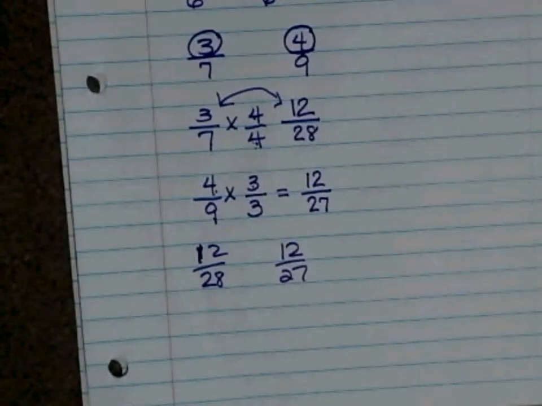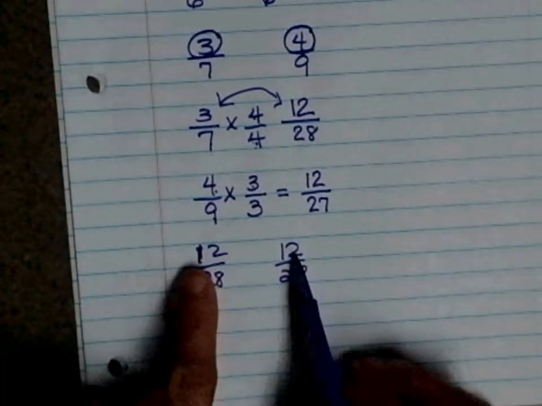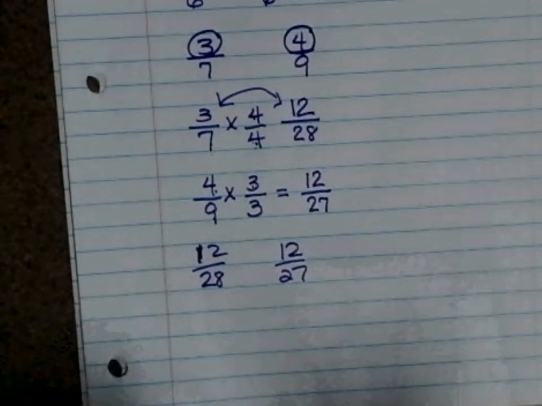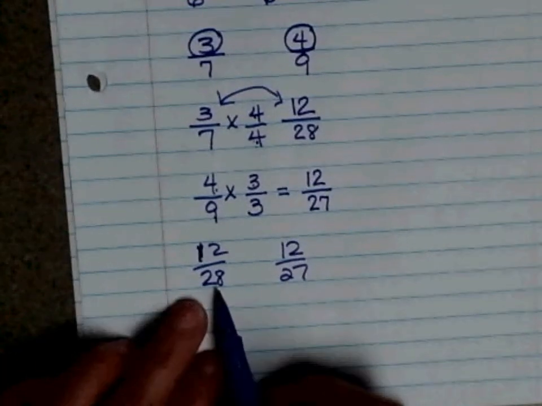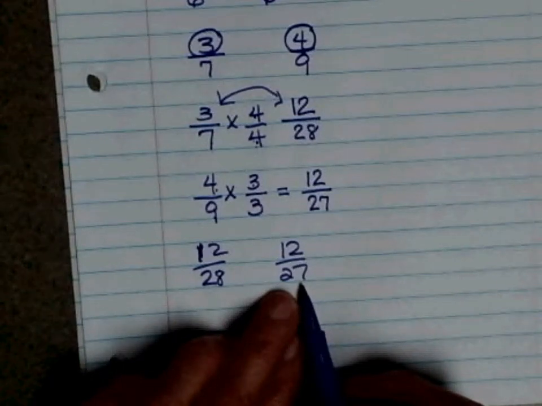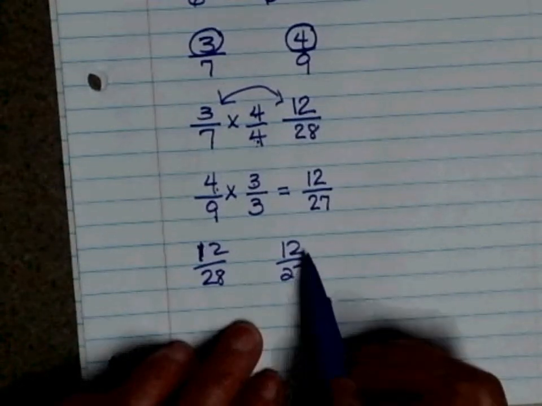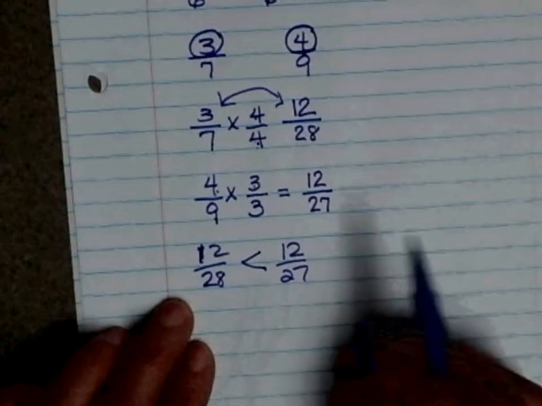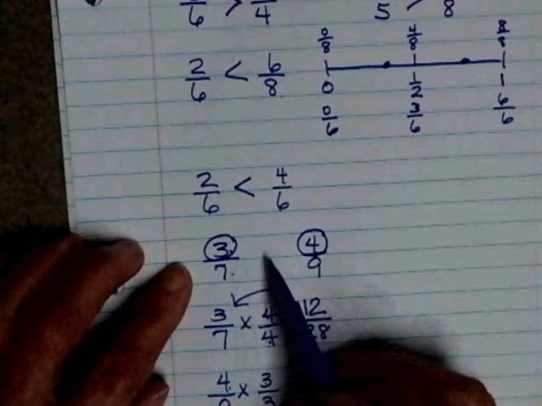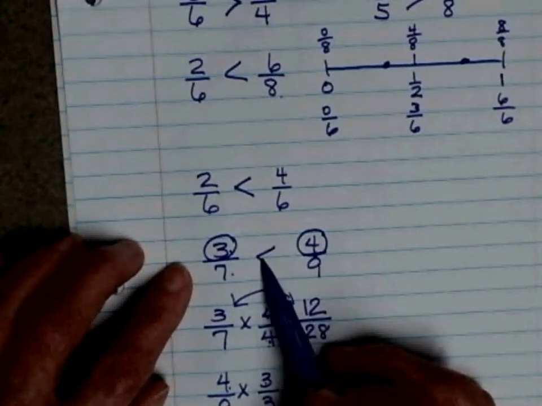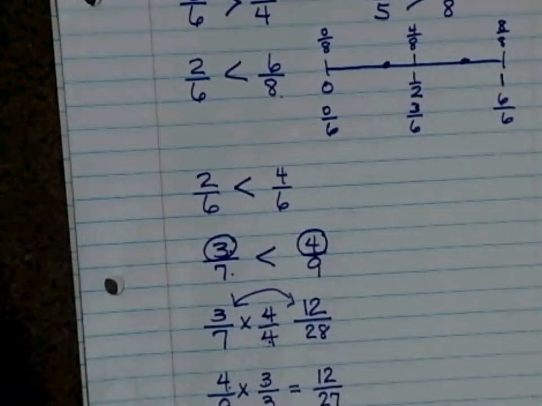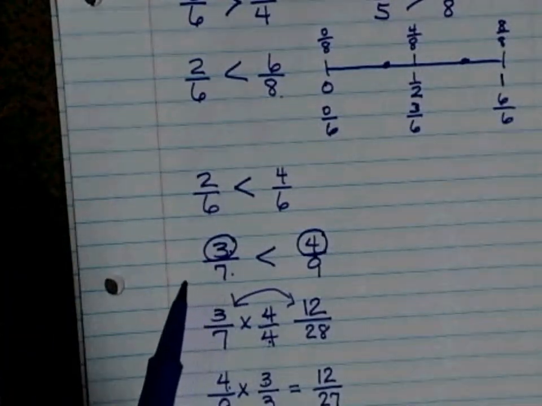So now we can use the strategy same numerator. If we have the same numerator, we want the bigger pieces. And which is the bigger piece? If you have to cut it into 28 pieces, or if you have to cut it into 27, the less is greater. So we can say that this is less. So now we can say 3/7 is less than 4/9. That was pretty cool, wasn't it? All right. Let's try another one.